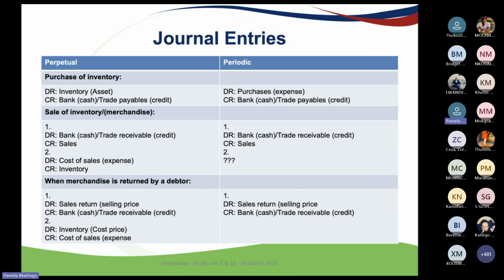But at the end of the period, when you do your physical inventory count and you see how much stock you are left with, then you're going to debit the inventory account. So it's just the timing difference. The other one, you continuously keep track of it, hence it goes straight to the inventory account. The other one, it will only go to the inventory account after you do the physical inventory count to see how much stock you have in your warehouse.